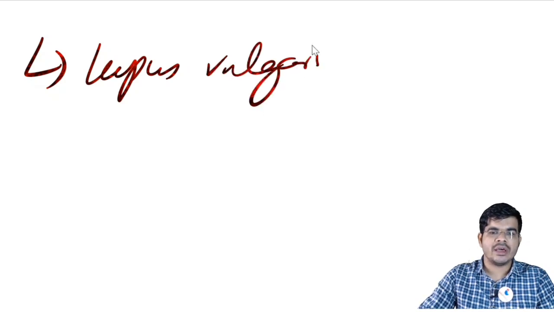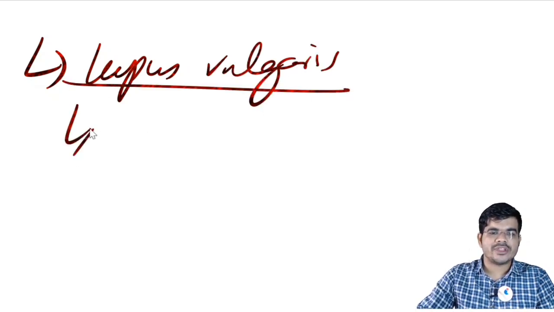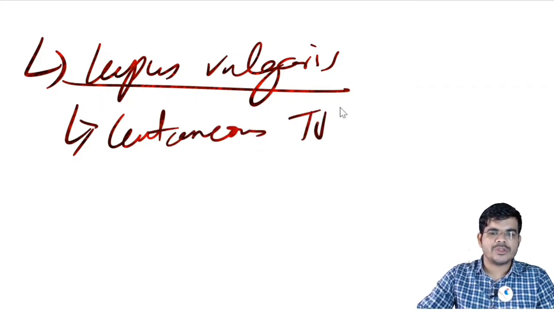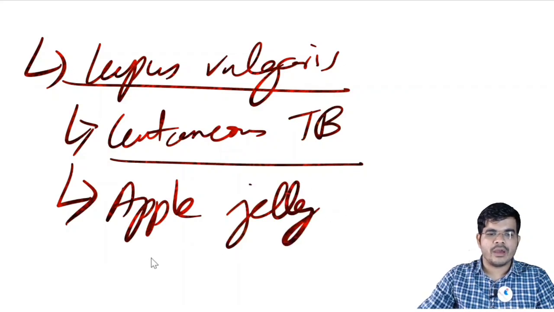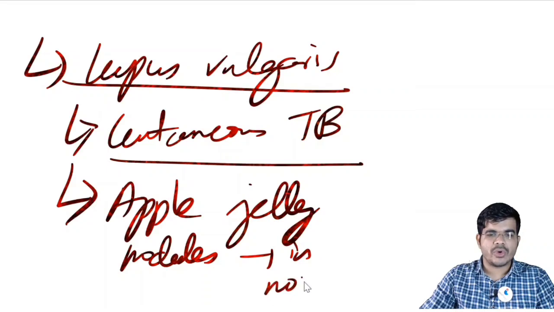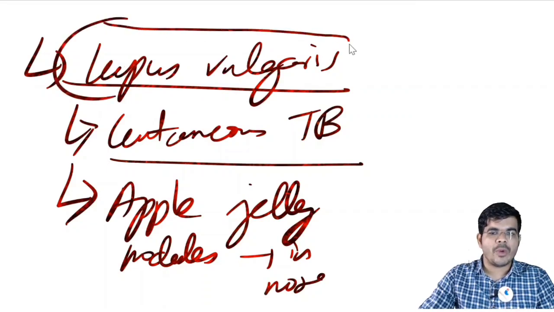Lupus vulgaris is the cutaneous manifestation of TB. Okay, cutaneous TB is called lupus vulgaris, and its manifestation in the nose is called apple jelly nodules. So the question will be asked, where are the apple jelly nodules in nose seen? And the answer is lupus vulgaris. So whenever the term lupus vulgaris comes, you have to associate it with tuberculosis.